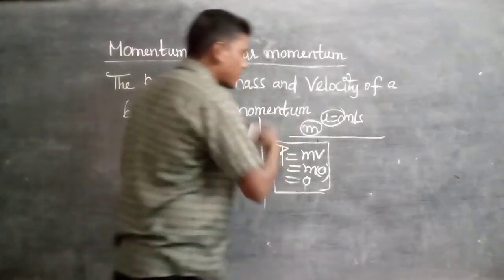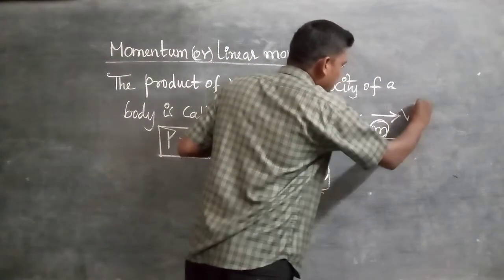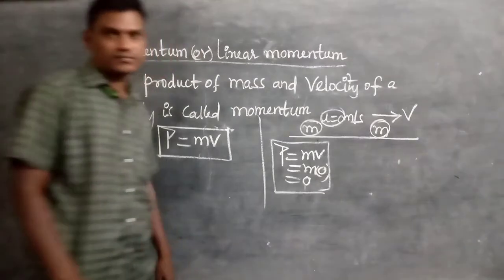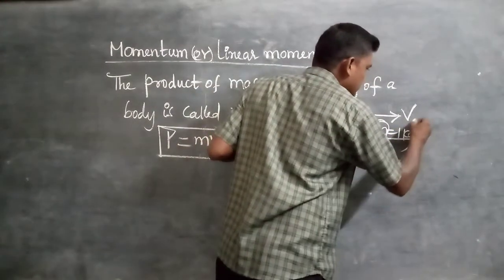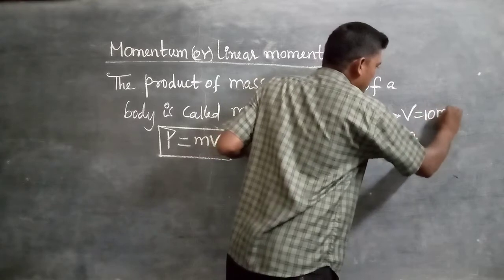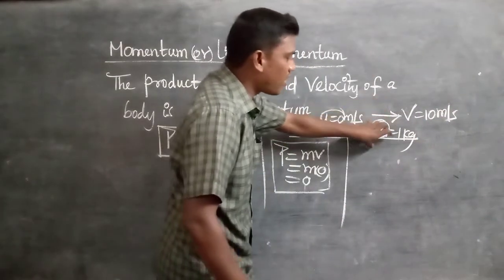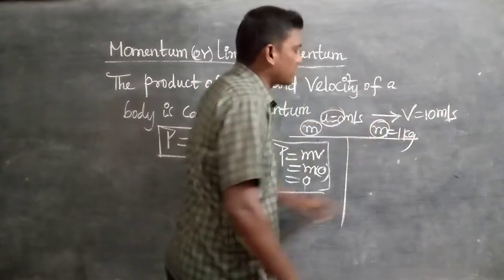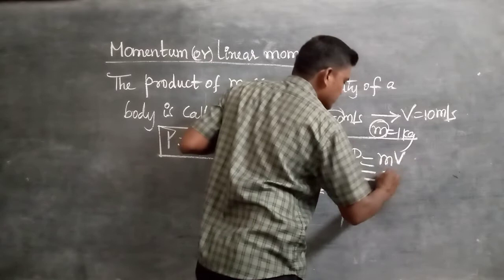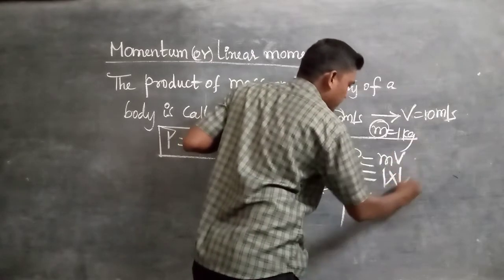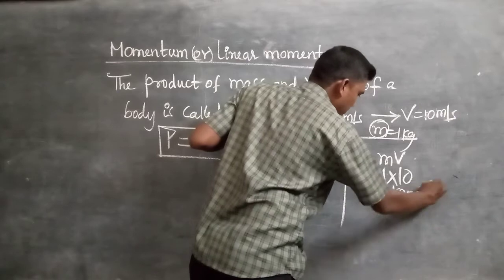Now, for example, the same body of mass moves with a certain velocity v. For example, the mass of the body is 1 kg and v is equal to 10 meters per second. Then what is the momentum of a body of mass 1 kg moving with 10 meters per second? p is equal to mv, m is 1 into v is 10. That is 10 kilogram meter second power minus 1.